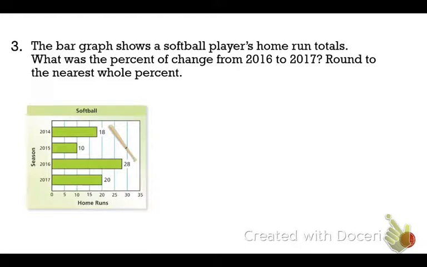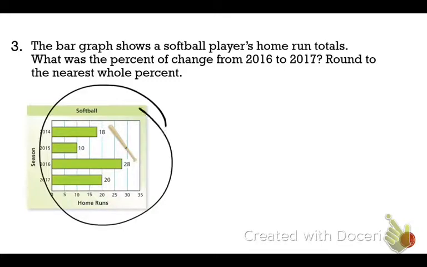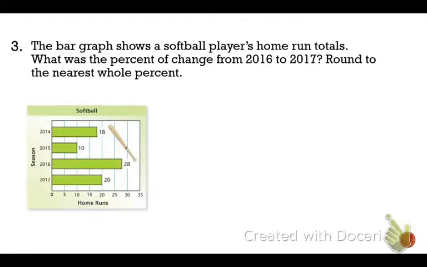Question number 3 is giving us a bar graph, and it shows a softball player's home run totals. What was the percent of change from 2016 to 2017? Round to the nearest whole percent. Now, if I'm looking at this graph right here, what year does it give us the first amount of data? 2014, okay? Then it gives us 2015, 2016, and 2017.